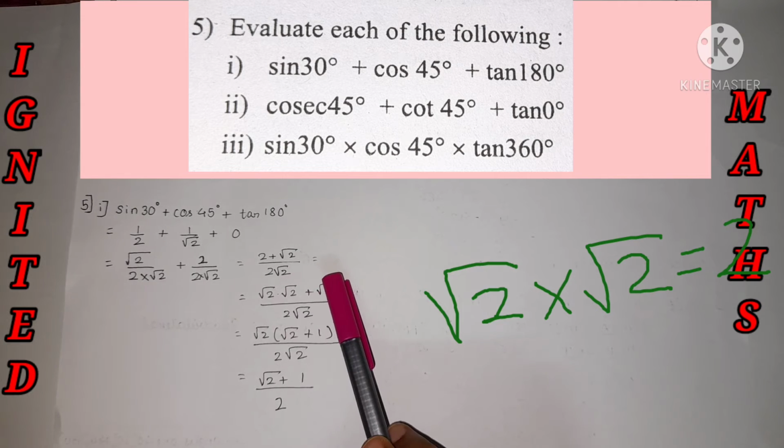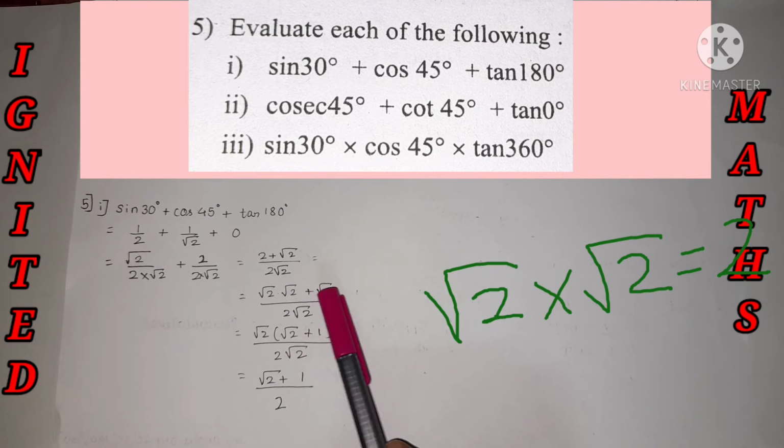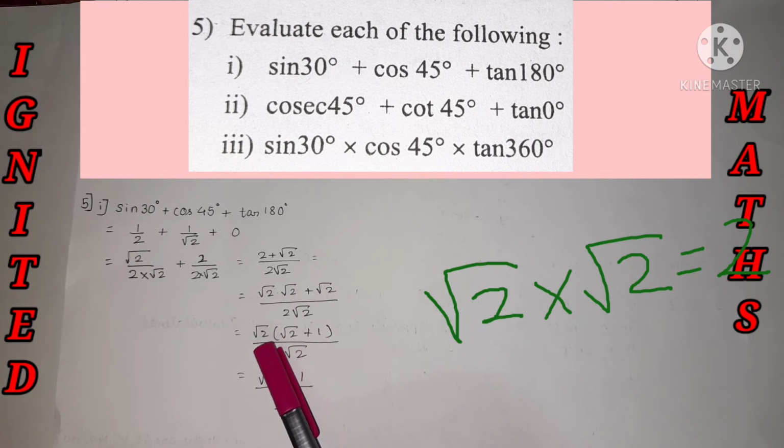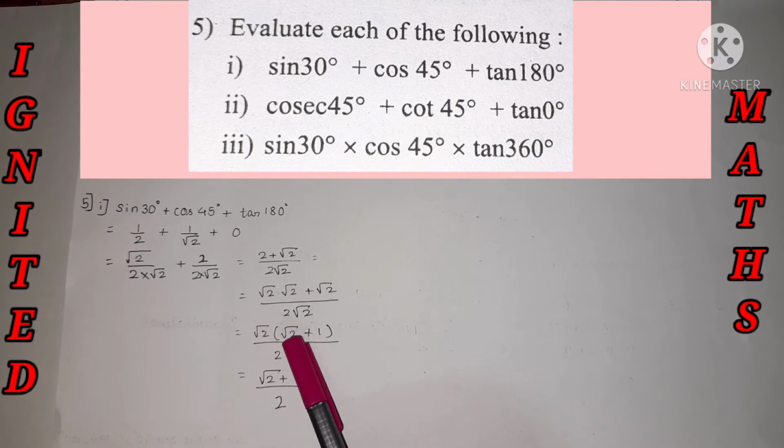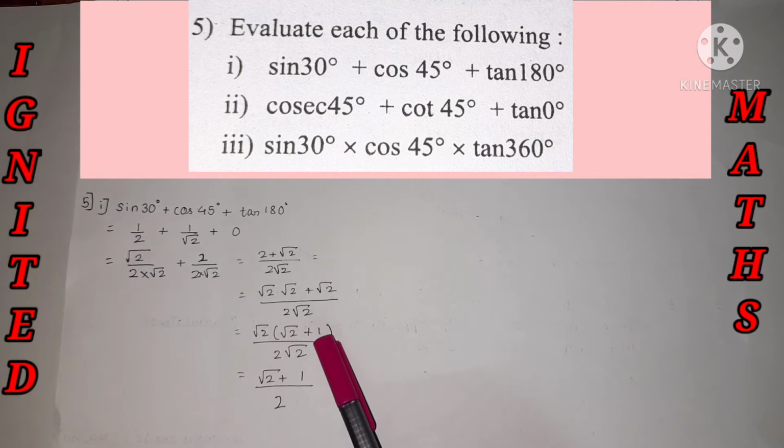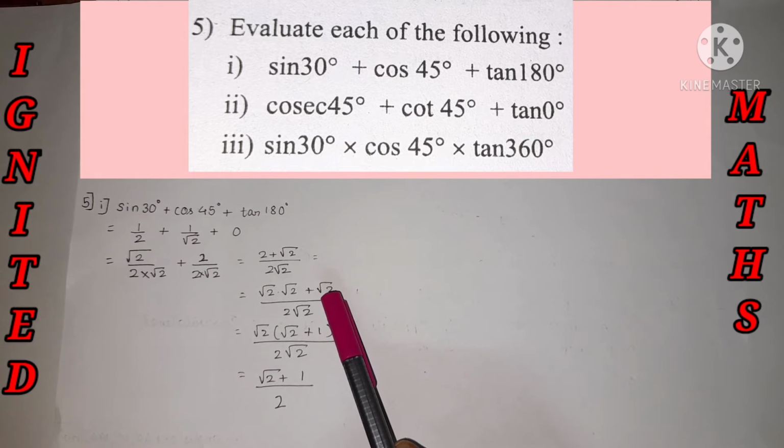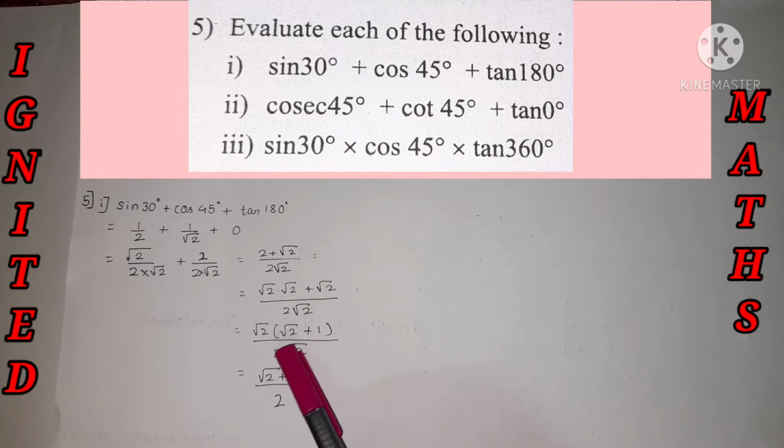Now the root 2 is the common term, so we are taking it common, and we get root 2 times (root 2 plus 1). So root 2 into root 2 is nothing but 2, plus root 2 into 1, which is nothing but root 2. Now this root 2 cancels, and then we will get the final answer.